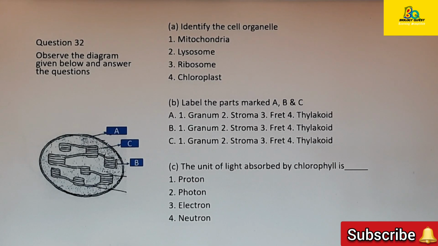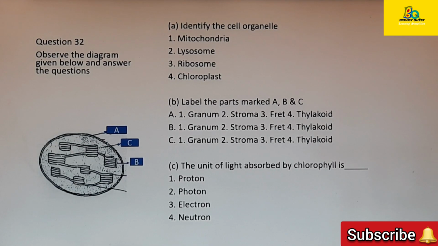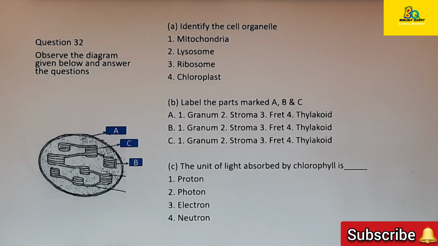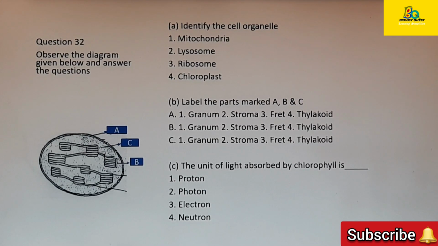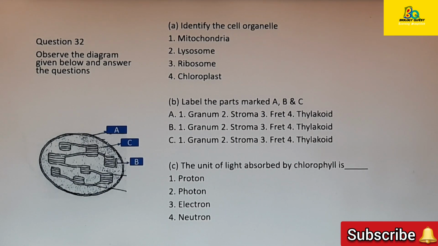So mark the correct answer. A is stroma. B is granum, and C is thylakoid, that is number 4. Understood how to answer? So when such questions come, it is better to look at the diagram carefully and identify the parts and then come to the options and mark the correct option. So you will not get confused.